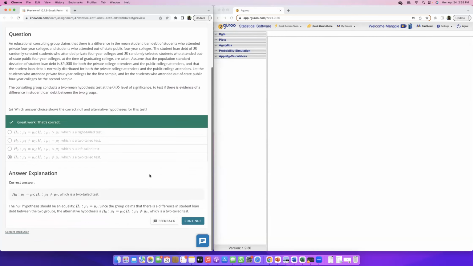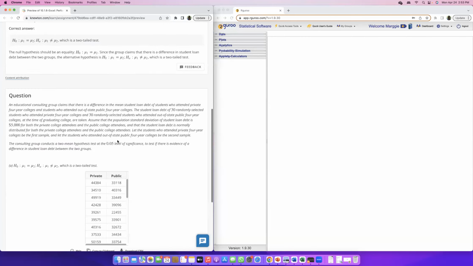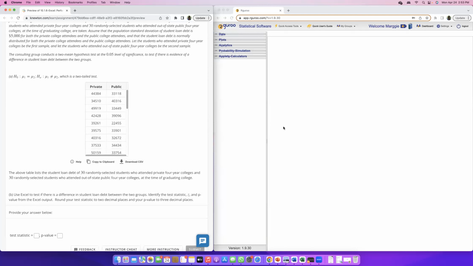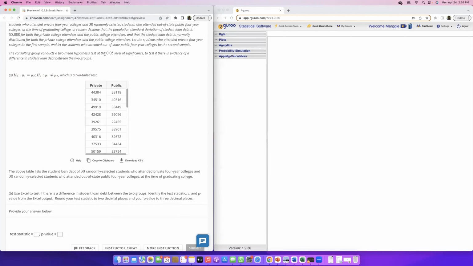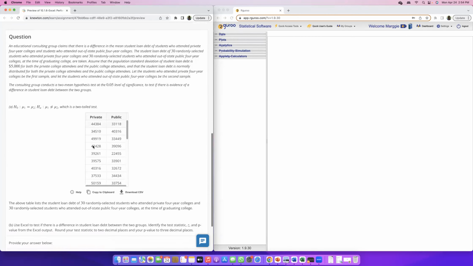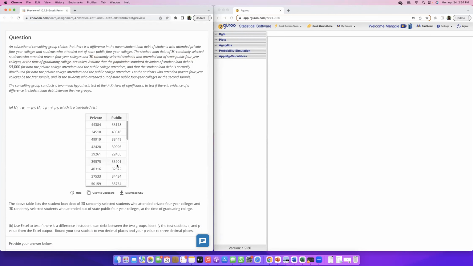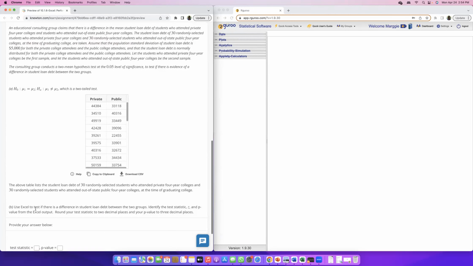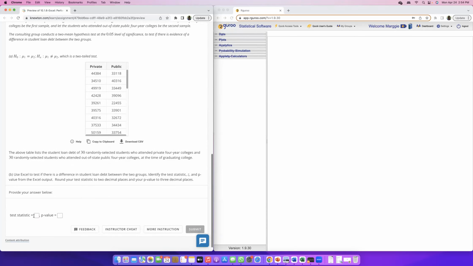All right, so once we have that, here's our data, and then we'll move that to RGuroo. Here is the null hypothesis again, and the alternative hypothesis. We're doing a two-tailed test. Our level of significance is 0.05. Here is the data for the 30 randomly selected students who attend the private and the public out-of-state schools. So we are going to do the tests. We need to figure out the test statistic and the p-value.